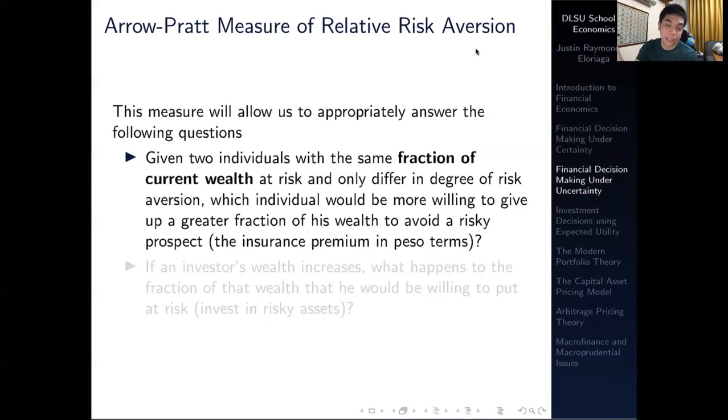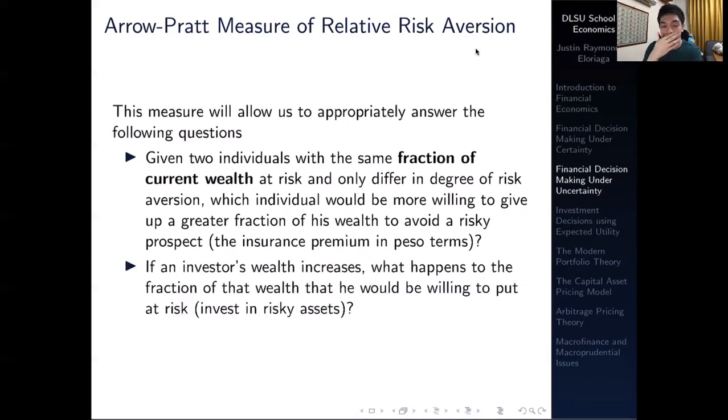When the same 100 units of currency is at risk in these two individuals, and they only differ in their degree of risk aversion, which individual would be willing to give up a greater fraction of his wealth to avoid the risky prospect? Again, which of them would be willing to pay more for the insurance? The other question is, if an investor's wealth increases, what happens to the fraction of that wealth he or she would be willing to put in risky assets? So instead of dealing with whole wealth, you can deal with proportional changes in the current wealth.